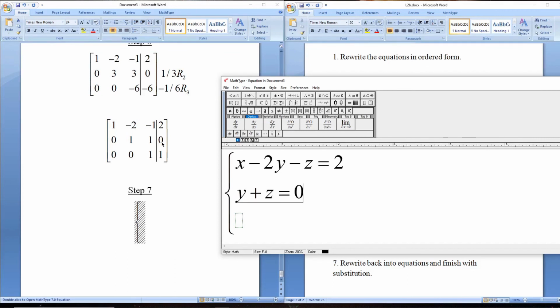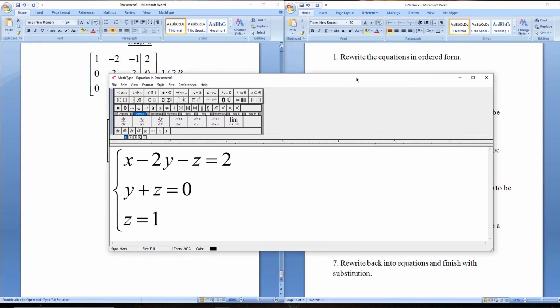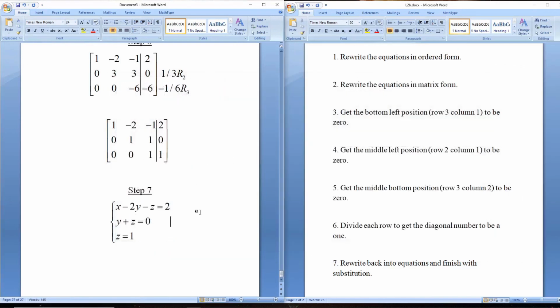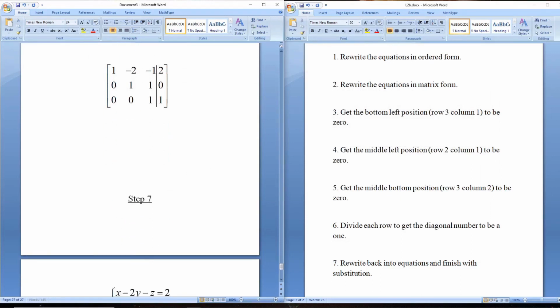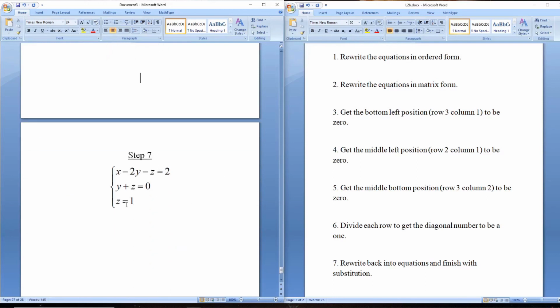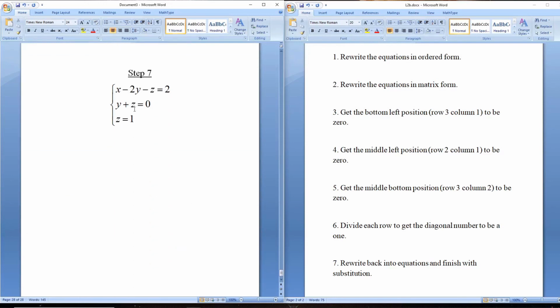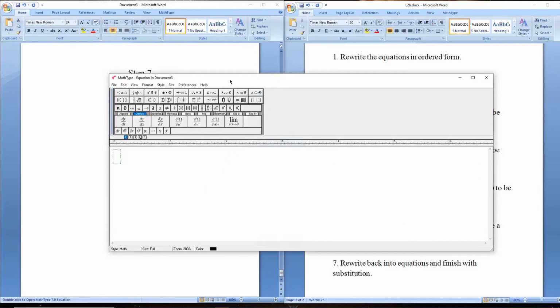And then our last row says 0 times x, 0 times y, 1 times z equals 1. So here are the 3 equations we've reduced it down to. And now that we have a solution for z, we can simply plug that into the second equation to get what y is. So let's do that.